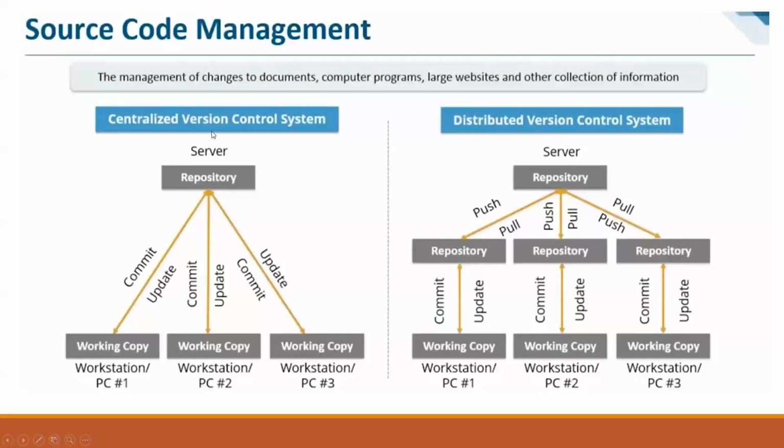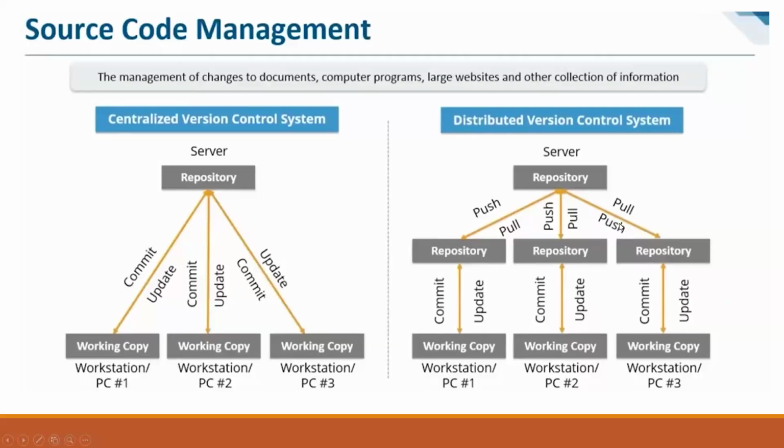What is a centralized version control system? We have only one central repository, one server. These are the developers' workstations, and they directly commit the code into the server repository. If something goes wrong on the server, there is no redundancy and our data will be lost. SVN, Subversion, is used as a centralized version control system. Git is the distributed version control system.